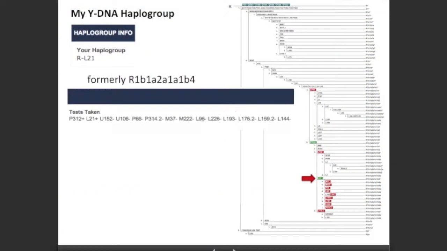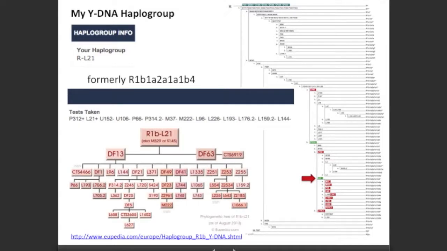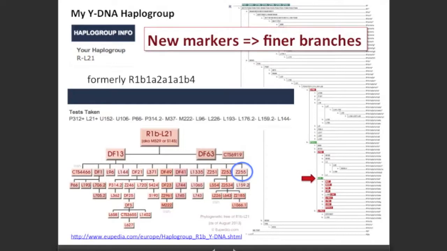Again, this is where I sit on the haplotree. These are the SNPs that have been taken. This is a more recent diagram on Wikipedia of my particular branch, and that's where I sit there. That's just for reference, really. The take-home message is, as new markers are discovered, finer and finer branches of the tree will be discovered as well.